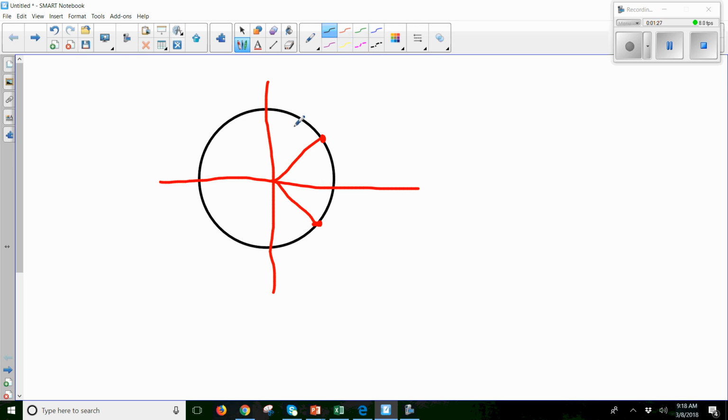So here you're going to have 1/2, comma, and you're going to have a positive y value, which will actually be root 3 over 2. And then here you'll also have 1/2, but you're going to have your negative y value, or negative root 3 over 2.